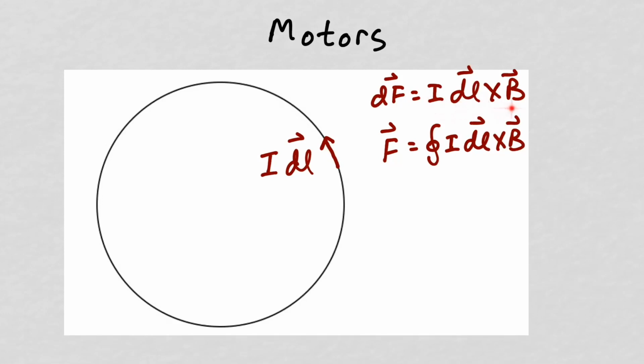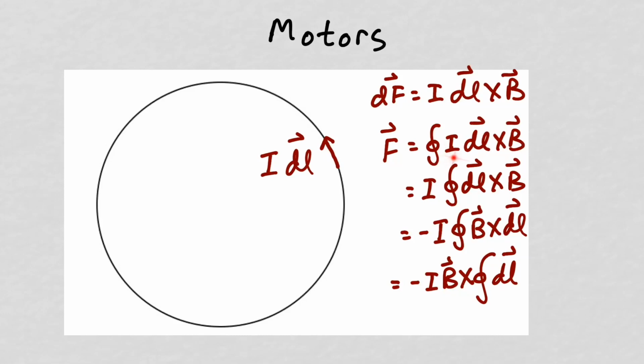So integrating I dl cross B around the current loop will tell us how much force the current loop is experiencing. Since I is constant, we can move it to the left of the integral. We can change the order of the cross product, which introduces a minus sign. We are dealing with a uniform magnetic field, so we can move it to the left of the integral. So this is the resulting equation we have for the force on our current loop. Turns out that this integration is equal to 0.